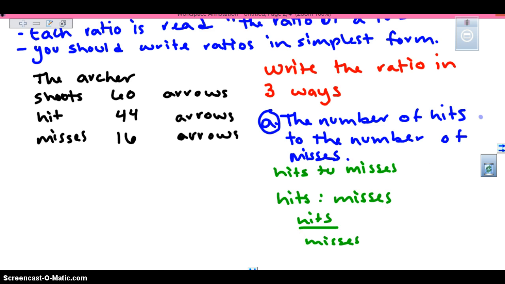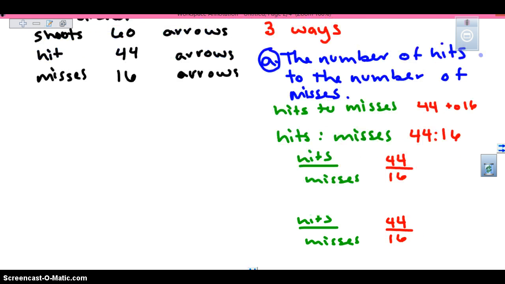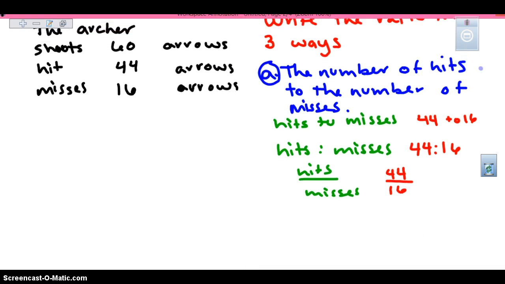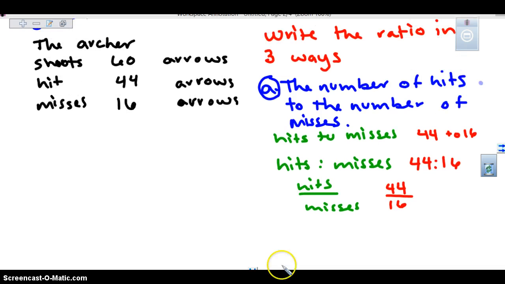So there were 44 hits to 16 misses. We can also write this using the colon, 44 to 16, or using the fraction bar, 44 over 16. Can we simplify this? Yes, we can simplify it.